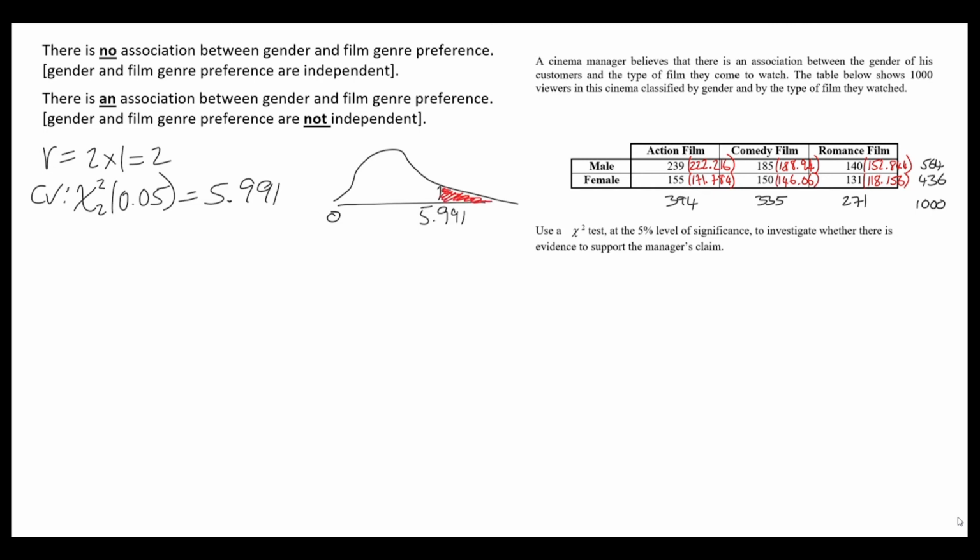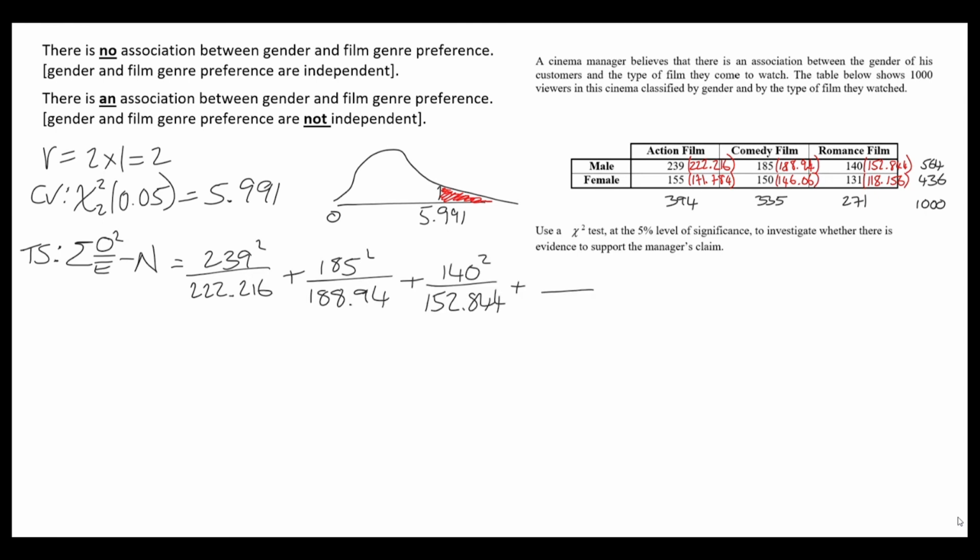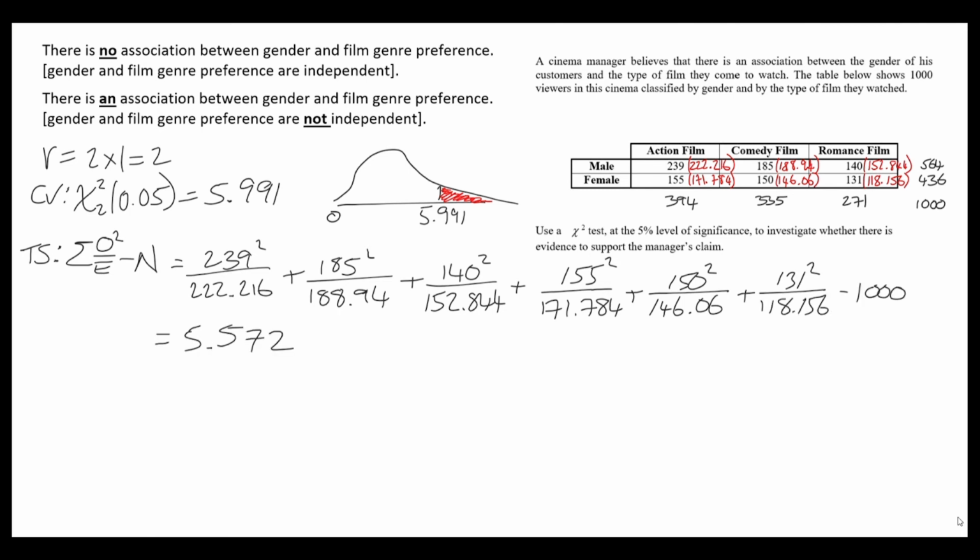Let's find our test statistic. I'm going to use the sum of observed squared over expected minus n. So I'm going to have the black number squared over the red number. So the observed 239 squared over the expected 222.216. And I'm going to do this for all 6 cells. Once we've got those all added together, I'm going to subtract the 1,000. That's our n value, the 1,000. And that leads to an answer of 5.572.